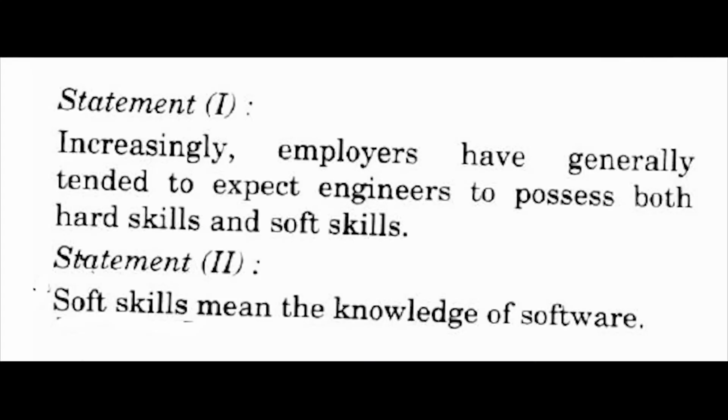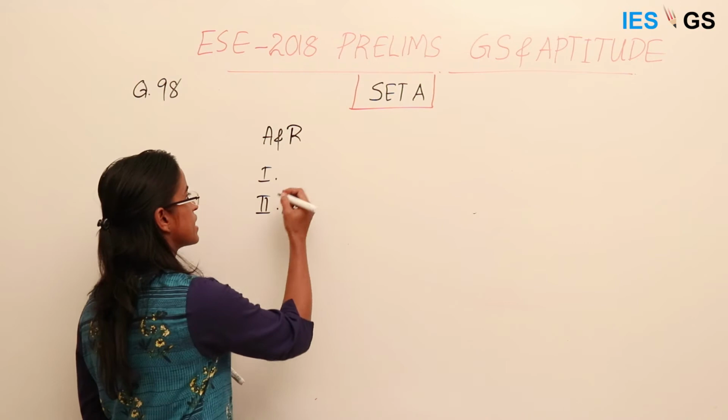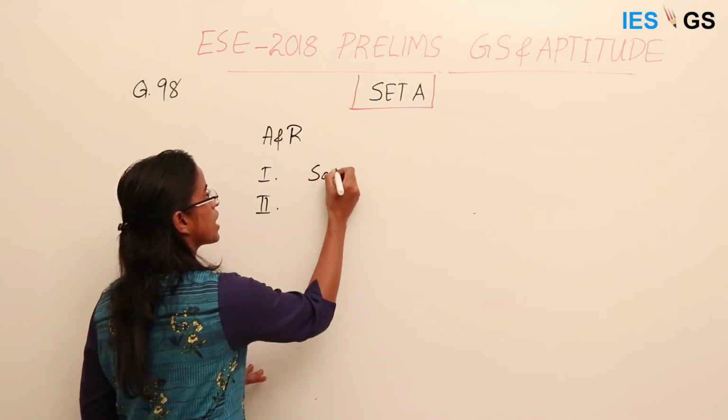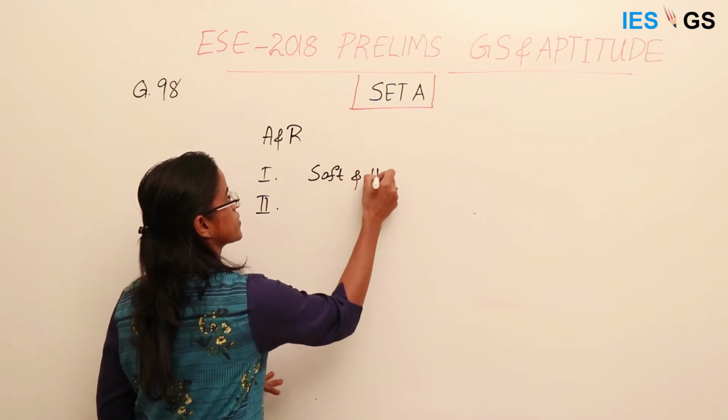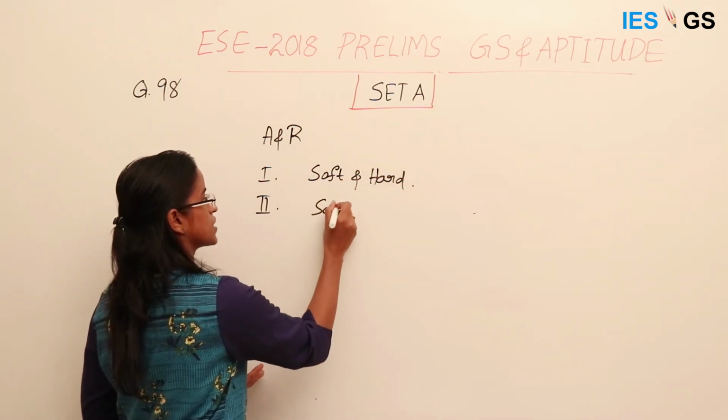Question 98. Increasingly, employers have generally tended to expect engineers to possess both hard skills and soft skills. Statement second, soft skills mean the knowledge of software. Here, two statements are given. First statement tells that employers want engineers to have both soft and hard skills. And second statement tells about what is a soft skill.